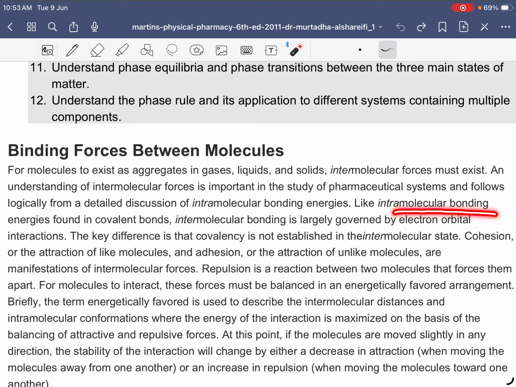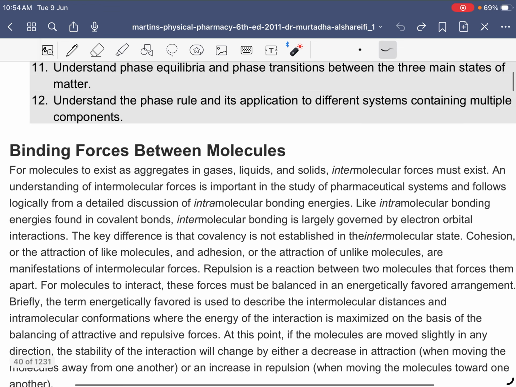Like intramolecular bonding energies found in covalent bonds, intermolecular bonding is largely governed by electron orbital interaction. The key difference is that covalency is not established in the intermolecular state. Cohesion, or the attraction of like molecules, and adhesion, or the attraction of unlike molecules, are the manifestations of intermolecular forces. Repulsion is a reaction between two molecules that forces them apart.